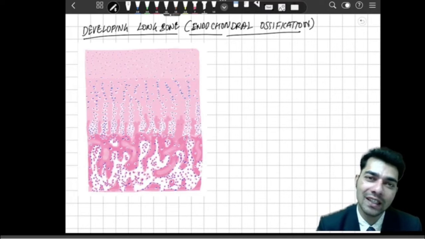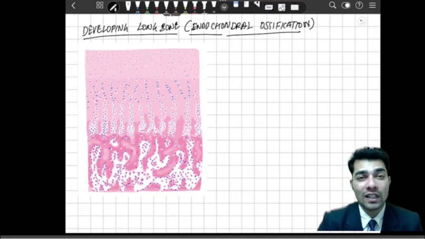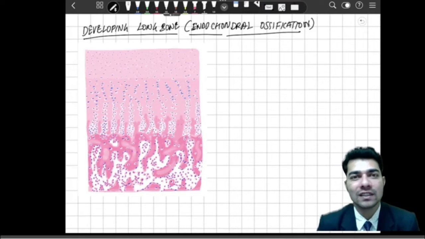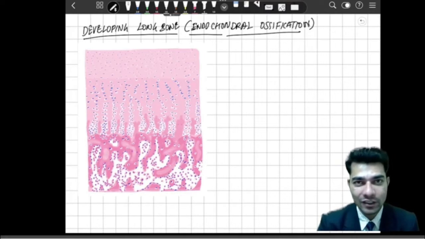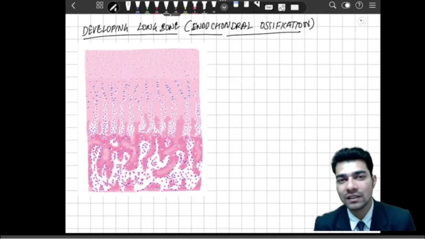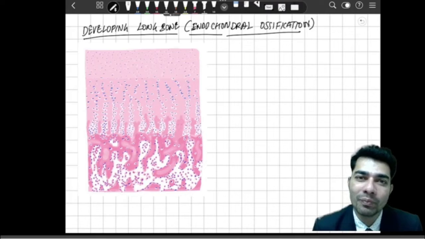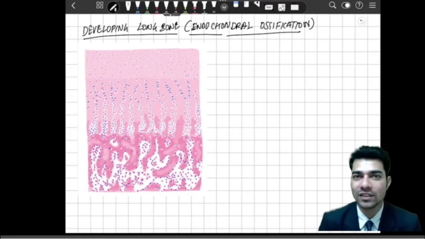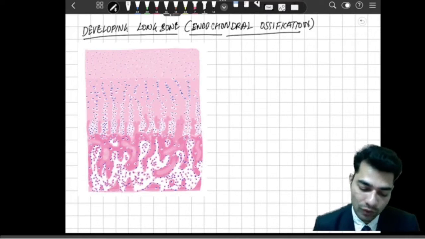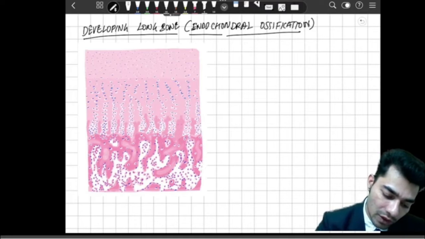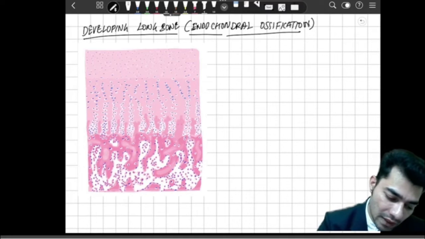Okay, mature hyaline cartilage. So there are different zones in this cartilage. From each zone, changes occur which ultimately lead to development of the bone matrix and the bone structure as such. Okay, let's see what those are. So there are different zones. Let us mark these as the zones.